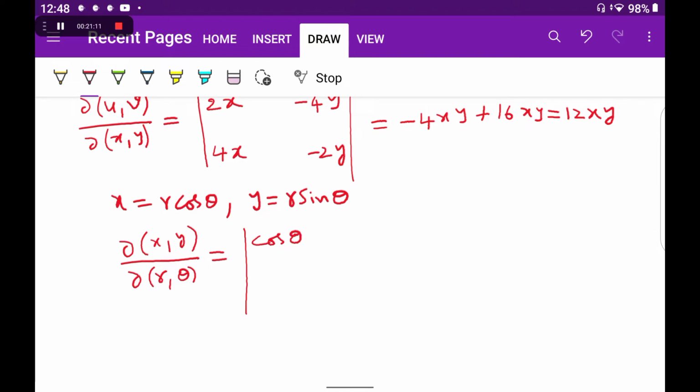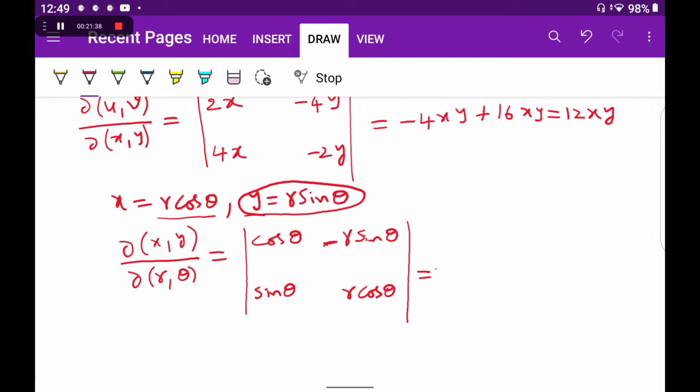And then dou x by dou theta. Differentiate x with respect to theta. r is constant. Derivative of cos theta is minus sin theta. Similarly, derivative of y with respect to r is sin theta into 1. Derivative of y with respect to theta is r cos theta. So this is r cos square theta plus r sin square theta, which is r into sin square theta plus cos square theta, which is 1. So it is r.